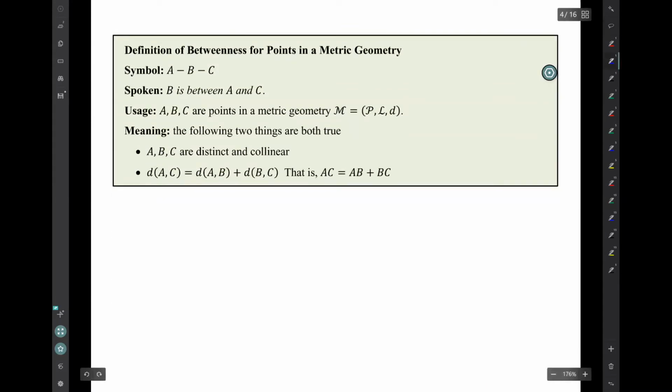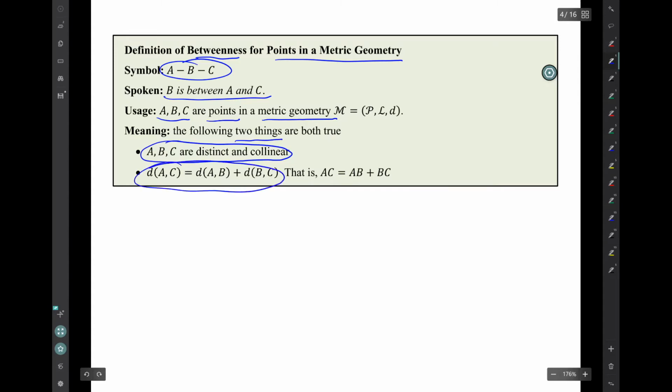We also discussed the definition of betweenness for points in a metric geometry. This symbol, A-B-C, spoken, B is between A and C, you use when A, B, and C are points in a metric geometry. And what it means is that these two things are both true. A, B, C are distinct collinear points, and the distances add up. That is, the distance from A to C equals the distance from A to B plus the distance from B to C.